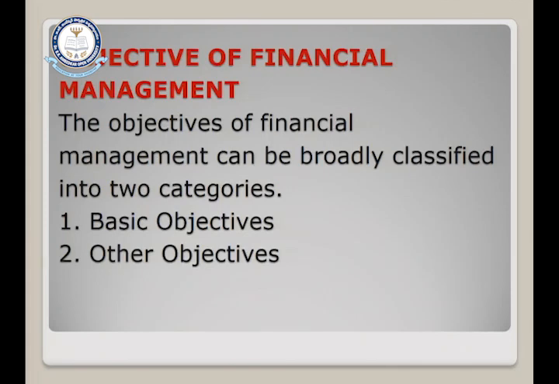After understanding the scope and the nature of financial management, now coming to what are the objectives of financial management. The objectives of financial management can be broadly classified into two categories. In order to understand financial management in a very clear manner, we have to understand what are the objectives. So the objectives can be classified as basic objectives and other objectives. The basic objectives are basically for the survival of any organization.